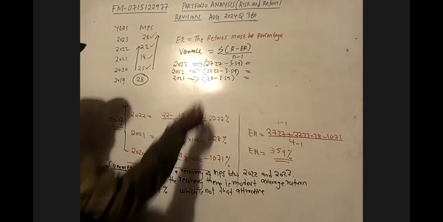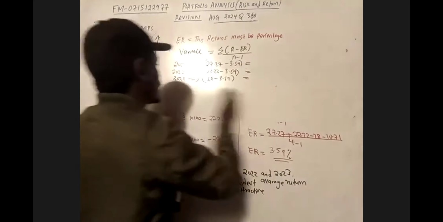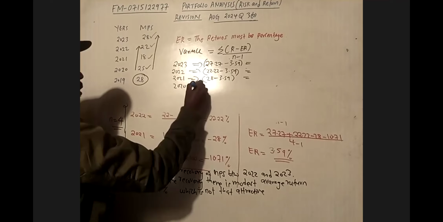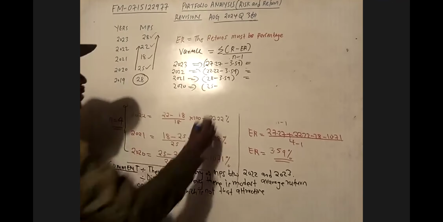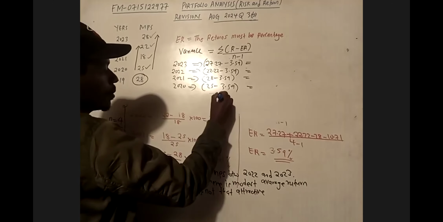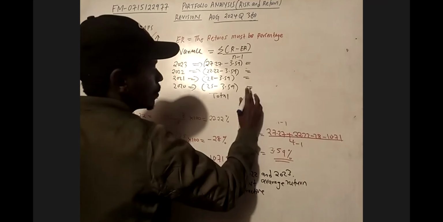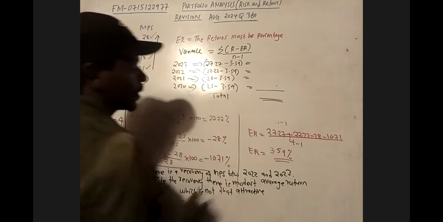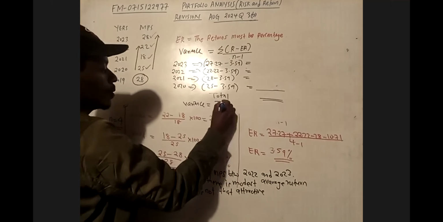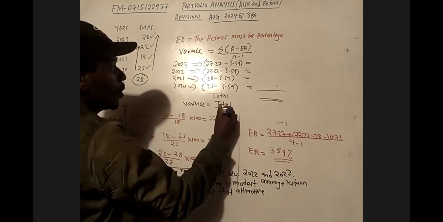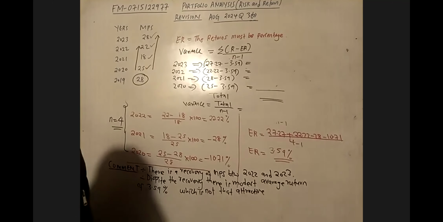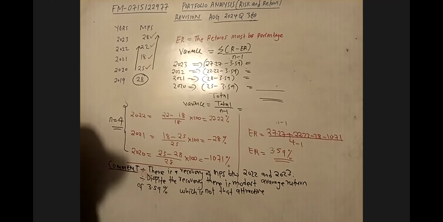So make sure unaweka calculator yako ready for answers. Then tunaenda tunamalizia 2020, which is 25 minus 3.59. Then you find total. Now that total you divide by the number of n. So our variance will be equal to the total over n minus 1. So find those totals. You can find the totals. So that's just an example.